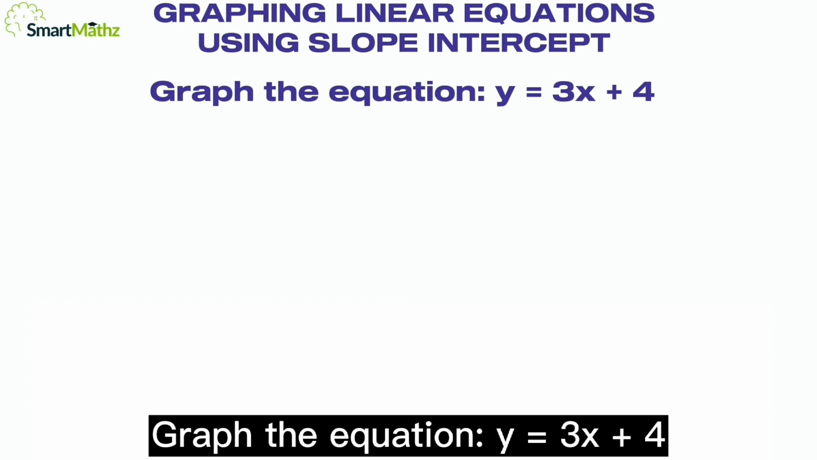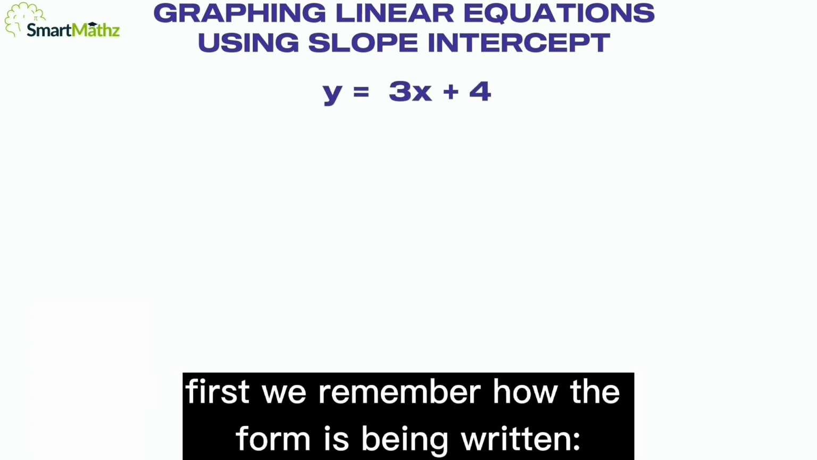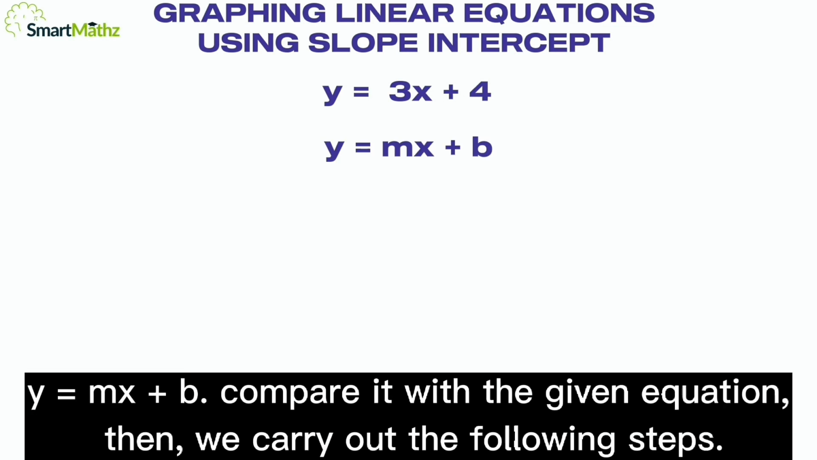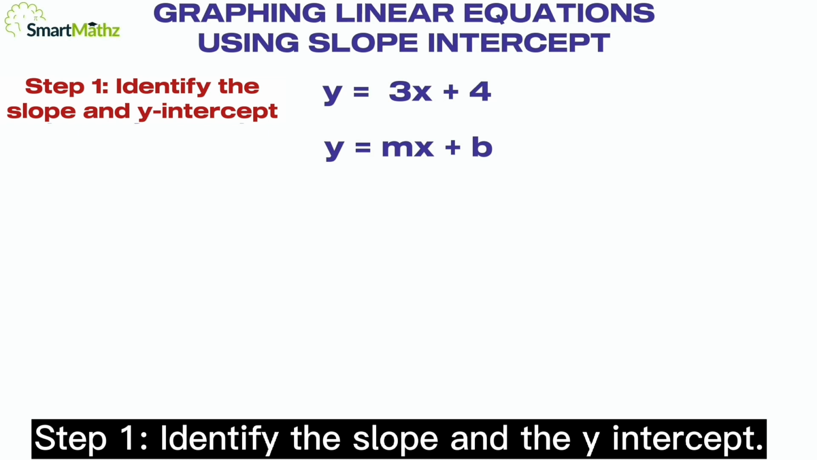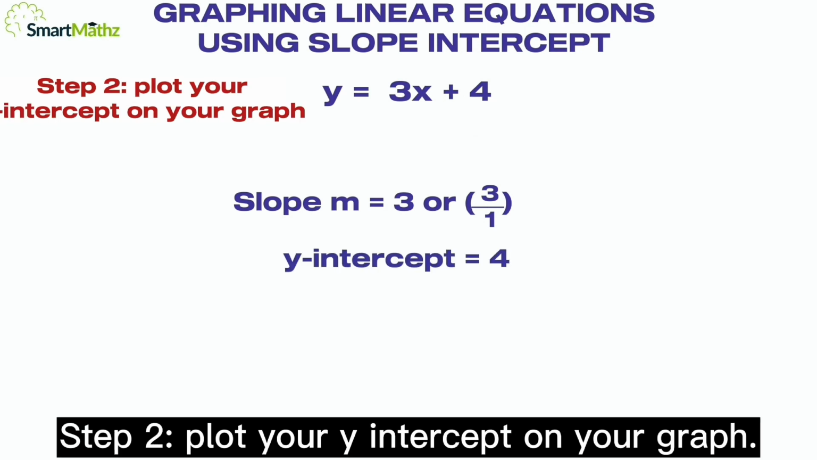Graph the equation, y equals 3x plus 4. Since the given equation is in the slope-intercept form, first we remember how the form is written: y equals mx plus b. Compare it with the given equation, then we carry out the following steps. Step 1. Identify the slope and the y-intercept. Our slope is 3, that is 3 over 1. Our y-intercept is 4.